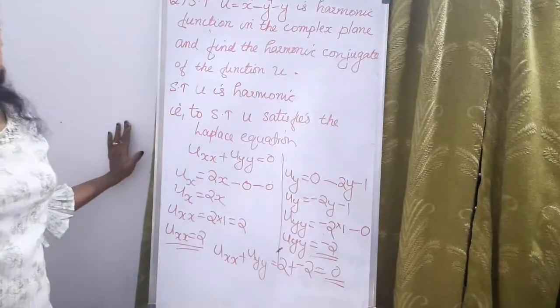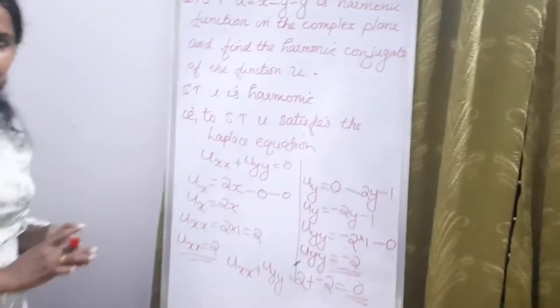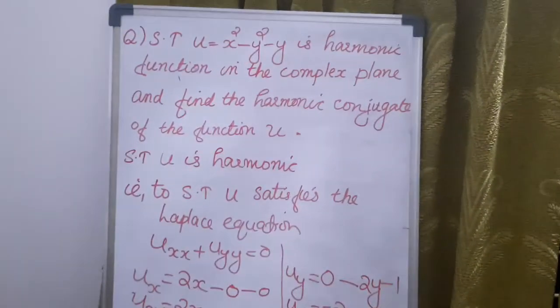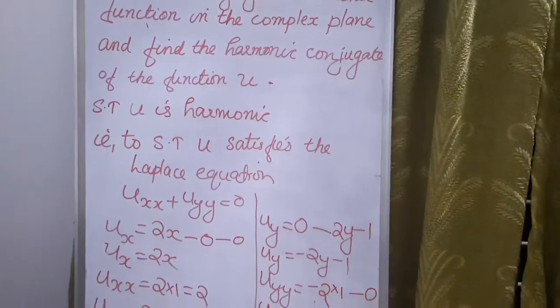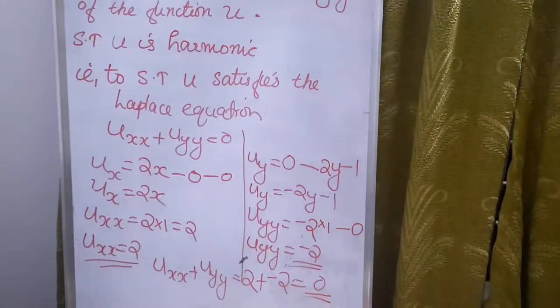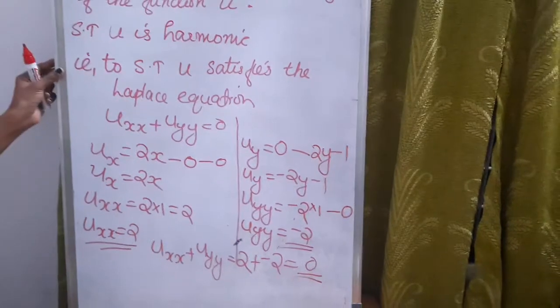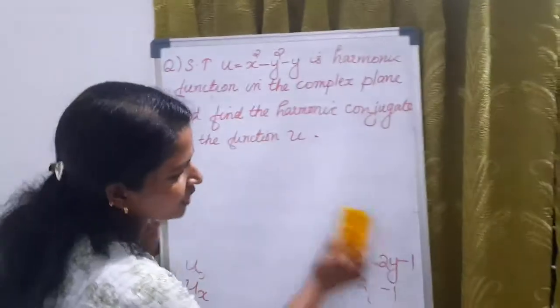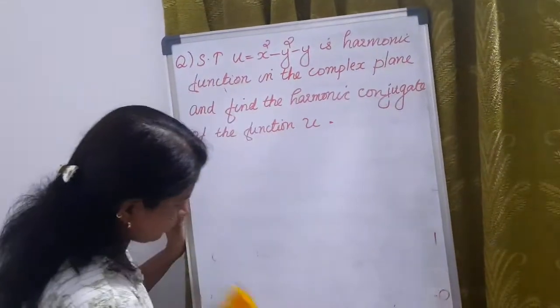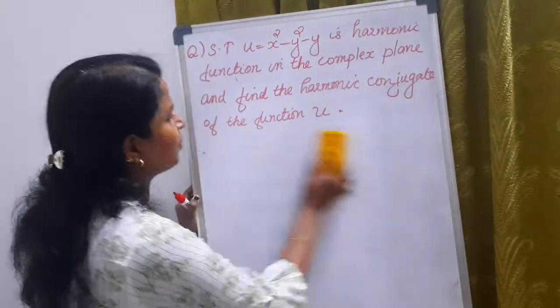This is the first section. First section over. Here we proved that u is harmonic. The next section is to find the harmonic conjugate.